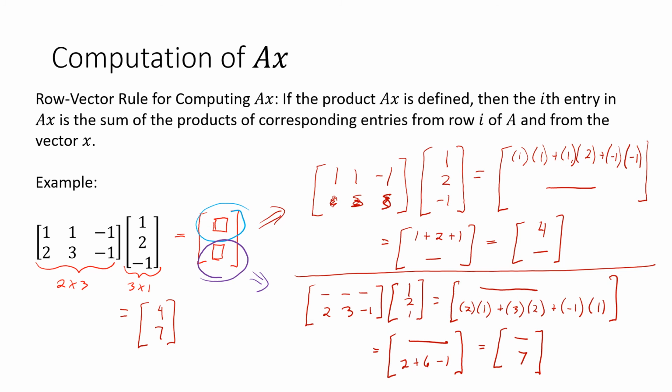But sometimes you don't need the entire result, especially with large matrices, depending on the problem you have. Sometimes you only need a specific number out of your result. This rule gives you a way of finding that specific number without having to do the whole thing.